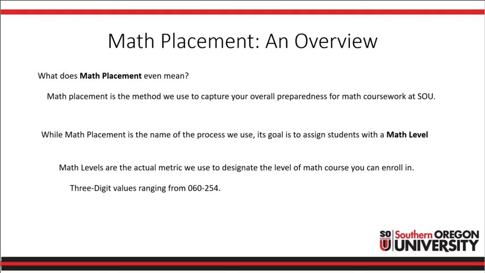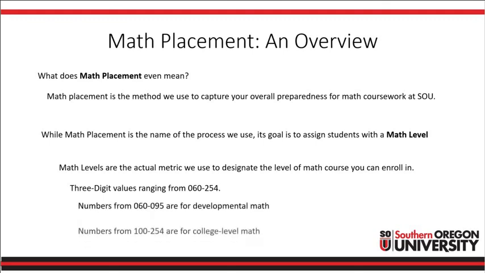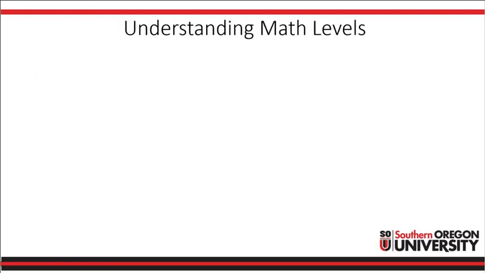There are three-digit values ranging from 60 to 254. Numbers ranging from 60 to 95 are for developmental or non-college level math. Numbers that are 100 and above are for college level math. Students who place into anything at the 251 or above level are considered to be in advanced math courses like calculus.